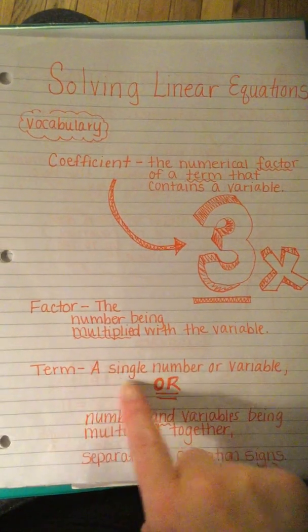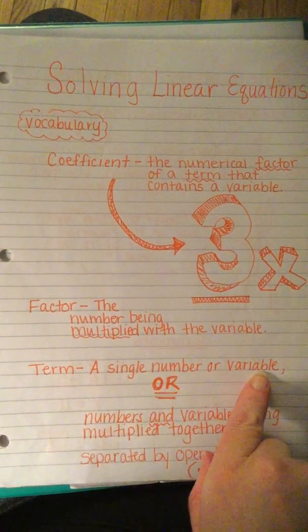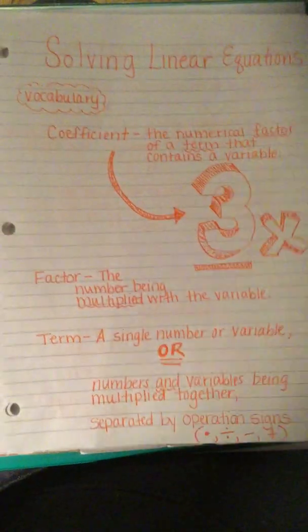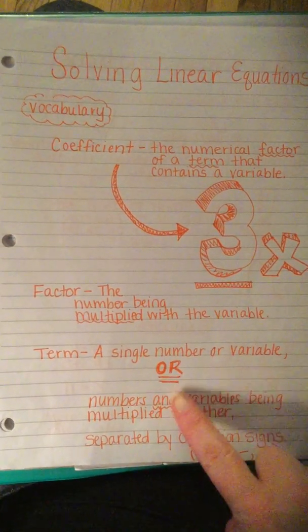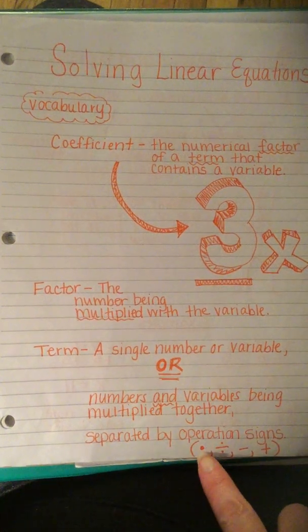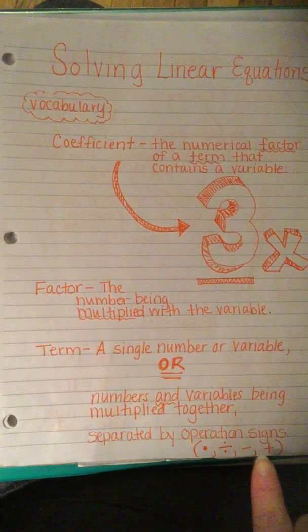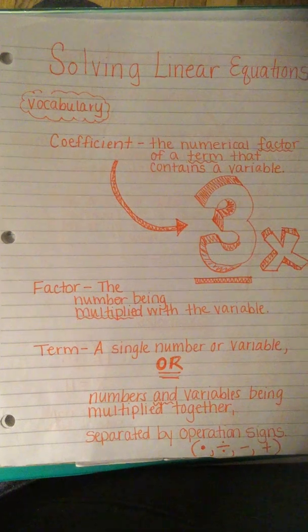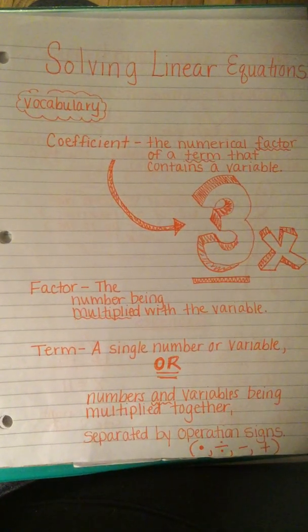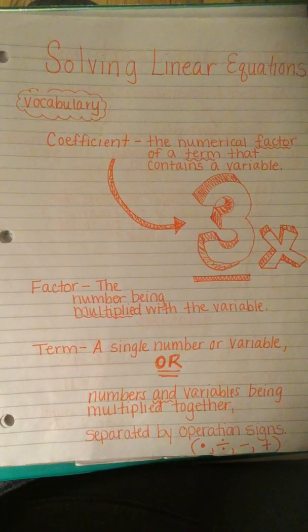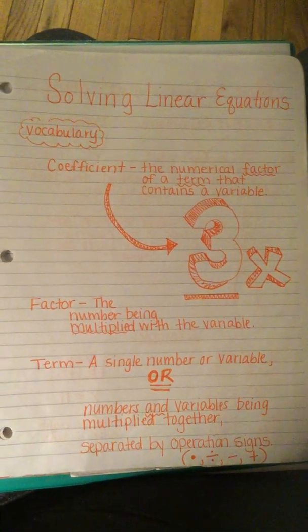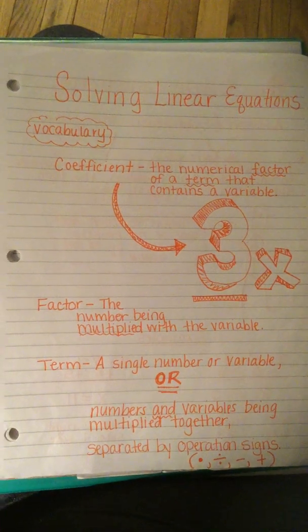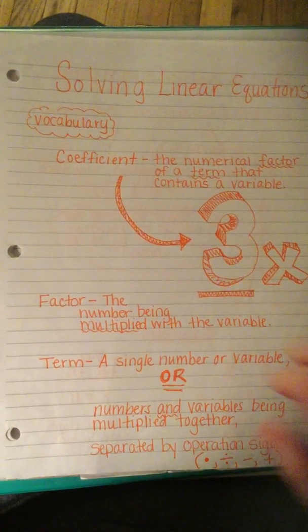So a term is a single number or variable, or numbers and variables being multiplied together, separated by operation signs such as multiplication, division, subtraction, and addition. Okay, so if you're not finished, which I imagine you are not, go ahead and pause the video, and when you're ready, push play, and you can continue with your notes.